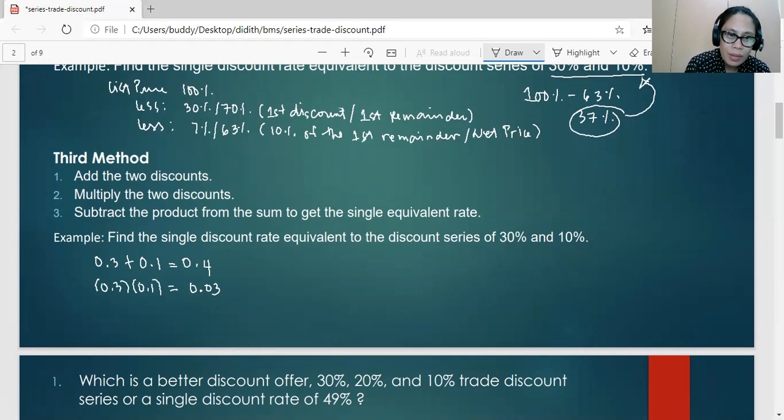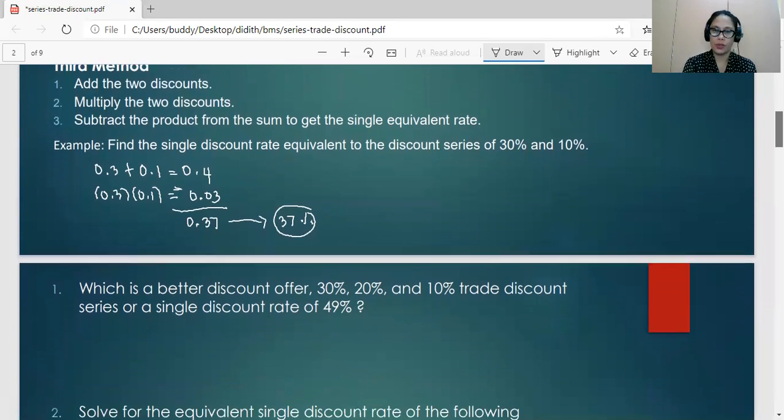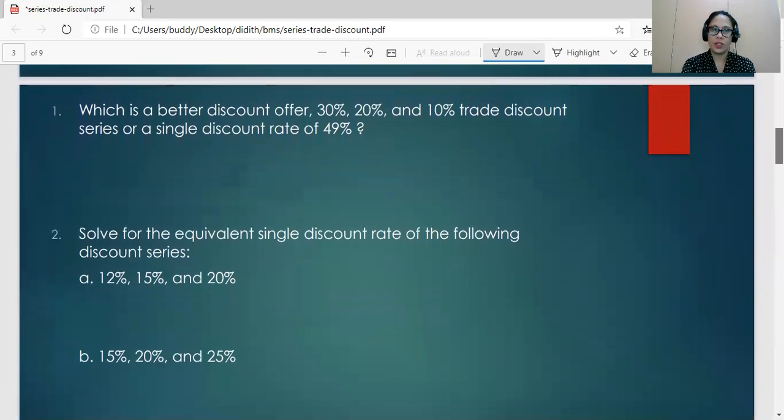And we will subtract 0.03 from the sum of the two as stated there. So we have 0.37. And this 0.37 is equivalent to 37%. So we got the same single discount rate using three different methods. Now it's up to you which method you are going to use, as long as you come up with the same correct answer. Okay, let's work on these exercises.